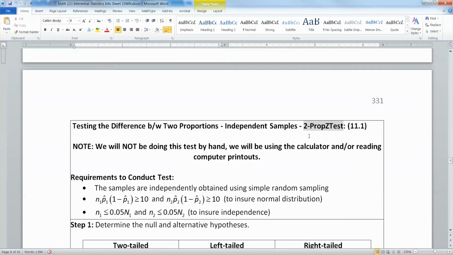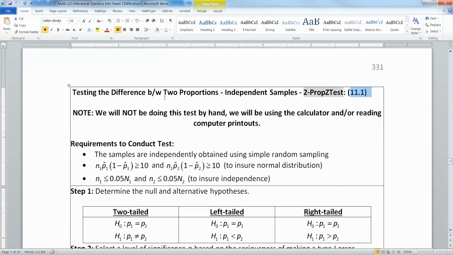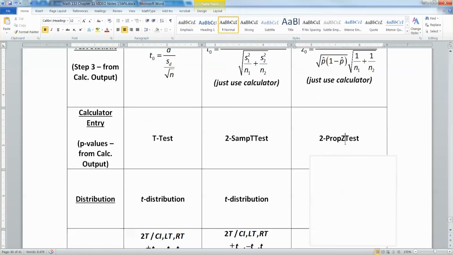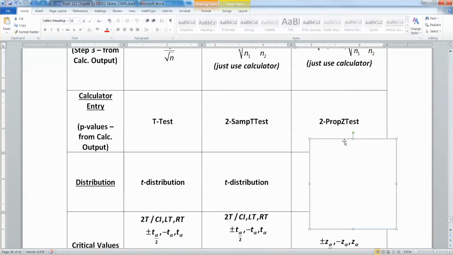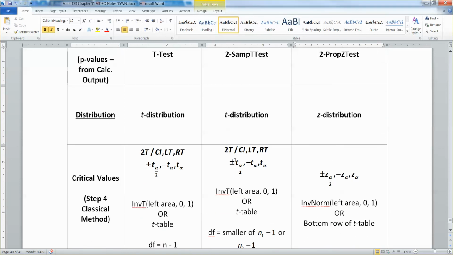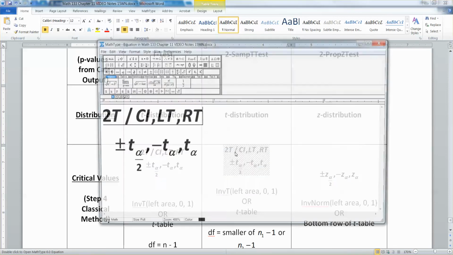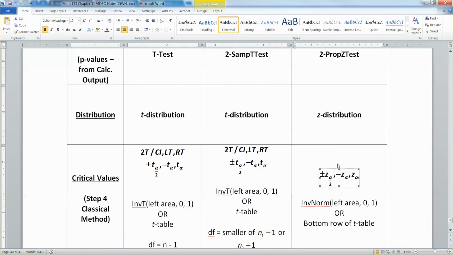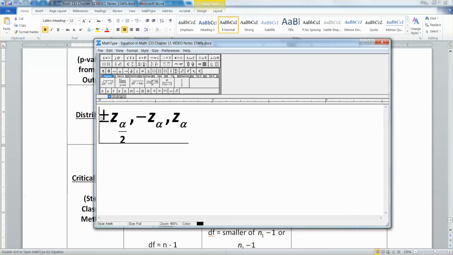Well, let's go find that test. So the 11.1 test, the two proportions for independent samples, is the 2-prop z test. So we're going to make that a 2-prop z test. Right there. And there we have it, 2-prop z test. And that is, of course, using the z distribution. So that's our distribution. And then the confidence intervals / two-tailed test would be z alpha over 2 plus or minus. And then negative z alpha for a left-tailed test and positive z alpha for a right-tailed test.